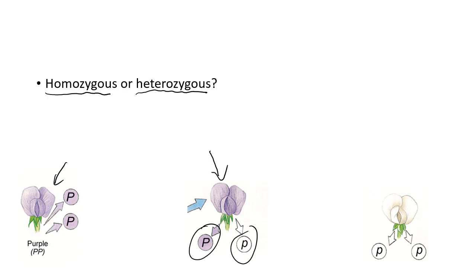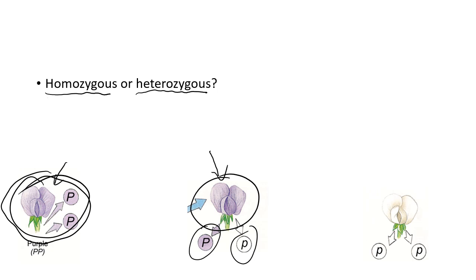Okay, even though these 2 flowers look identical, they're both purple flowers, and visually you would not be able to tell the difference between them, but genetically this one has 2 dominant alleles, and genetically this one has a dominant and recessive allele. This one is also homozygous, but it happens to be 2 recessive alleles.